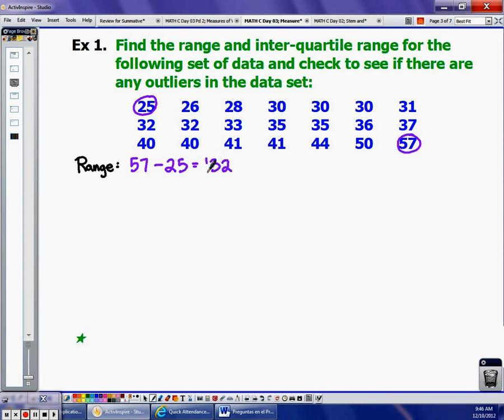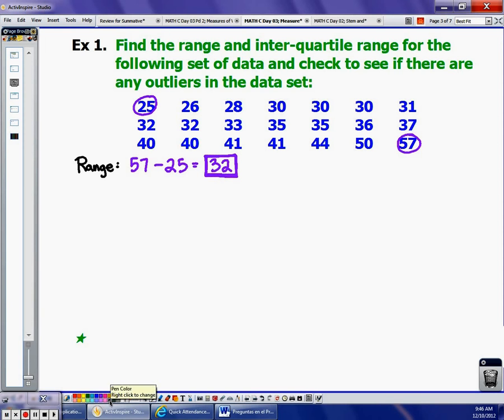Now what that means is that if I were to put all of this information, the data, 25 all the way through 57, on a number line, the numbers 25 and 57 are being separated by 32 units. So that's what that range means.